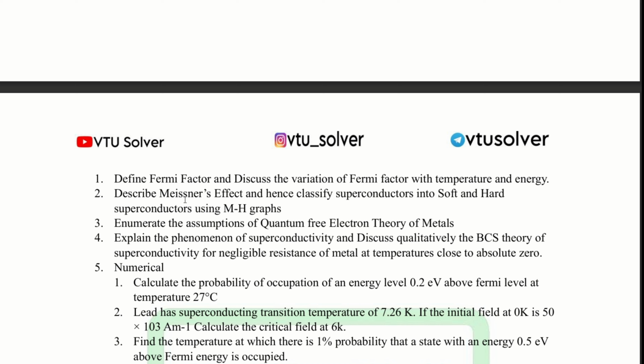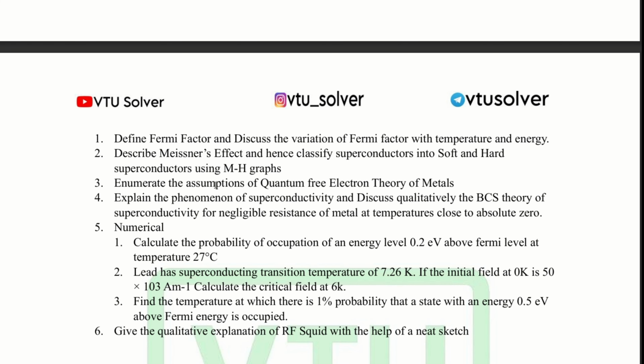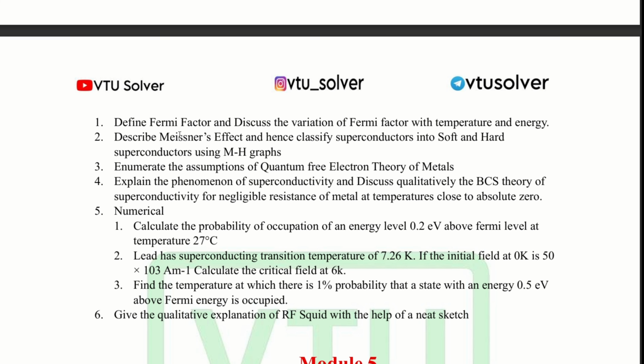temperature and energy. And the second question is describe Meissner effect and hence classify superconductors into soft and hard superconductors using M-H graph. And the third question is enumerate the assumptions of quantum free electron theory of metals. And the fourth question is explain the phenomenon of superconductivity and discuss qualitatively the BCS theory of superconductivity for metals at temperature close to absolute zero.